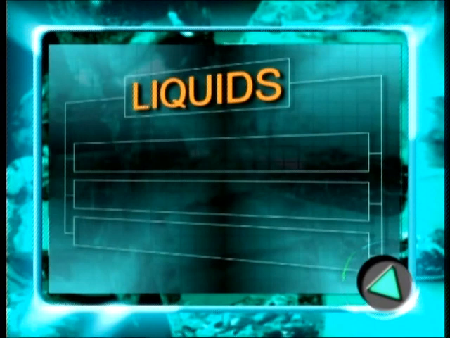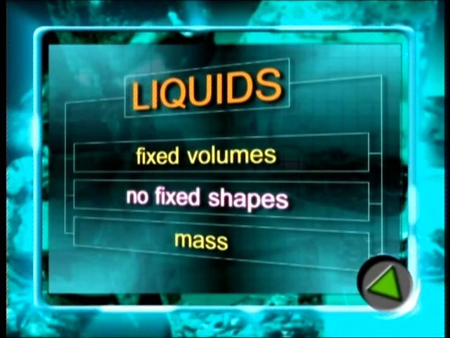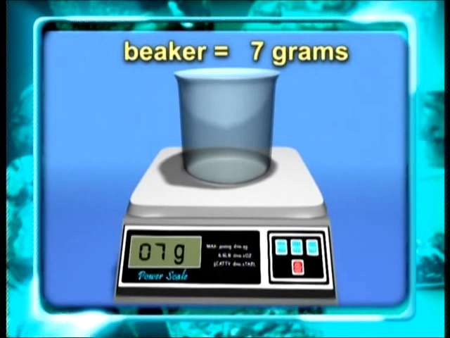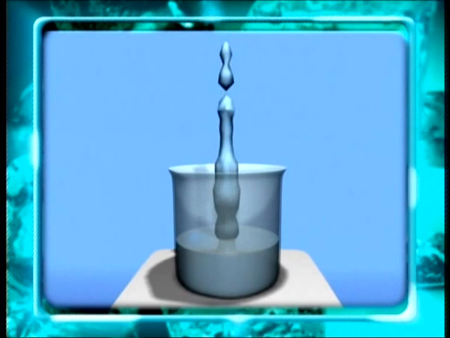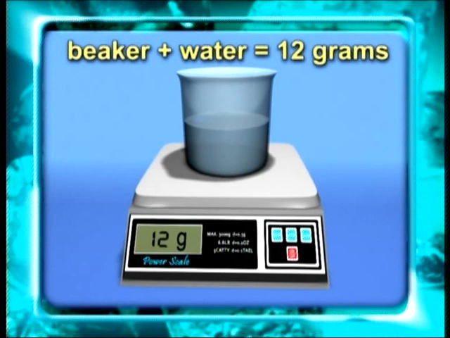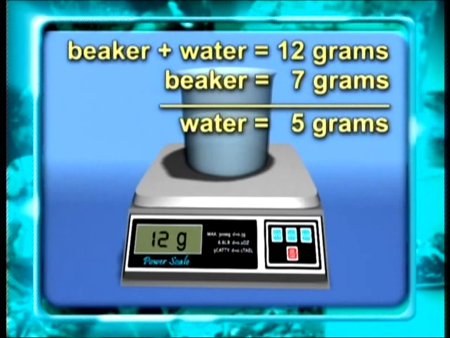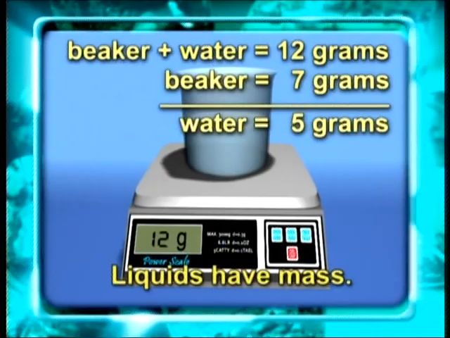This diagram shows the properties of liquids. They have fixed volumes, they have no fixed shapes, and they have mass. This empty container weighs 7 grams. Let's pour liquid into the container. It now shows that the weight has increased to 12 grams. This shows that the mass of the liquid inside this container is 5 grams. So liquid matter has mass.